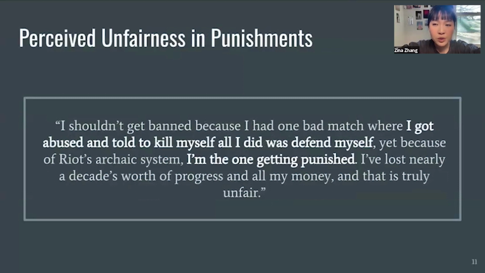For example, we also found that punished players perceive unfairness in punishment. For example, this player shared, "I got abused and told to kill myself. All I did was defend myself, but I'm the one who got banned." In this case, the punished player was not the only one who conducted toxicity, but they assumed that they were the only one who got punishment. The punished player compares moderation decisions, perceives inconsistency in the decisions, and complains that the moderation decision is unfair.